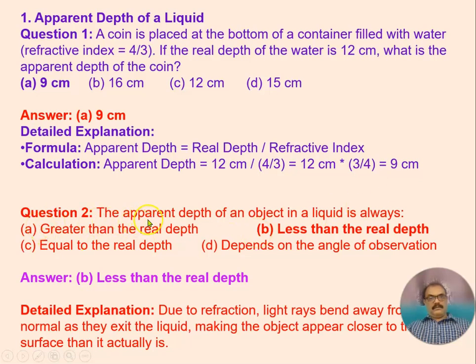Question 2. The apparent depth of an object in a liquid is always A. Greater than the real depth, B. Less than the real depth, C. Equal to the real depth, D. Depends on the angle of observation. Answer. B. Less than the real depth. Detailed explanation. Due to refraction, light rays bend away from the normal as they exit the liquid, making the object appear closer to the surface than it actually is.